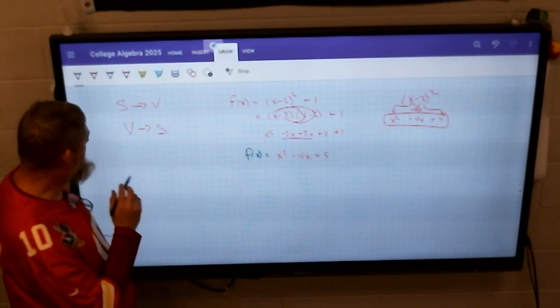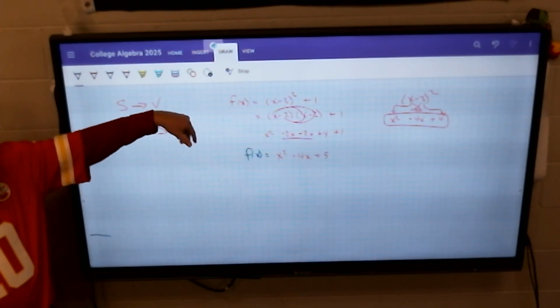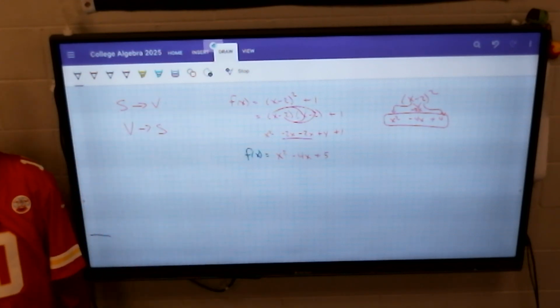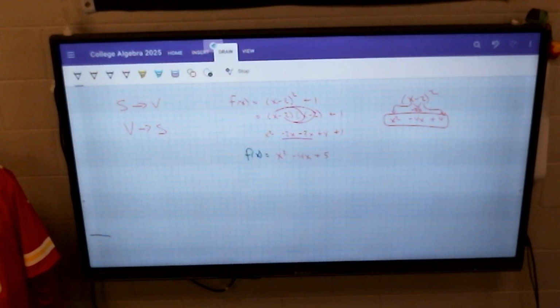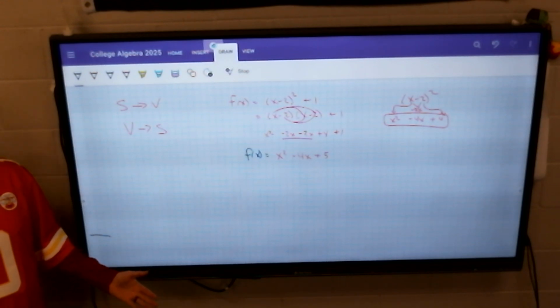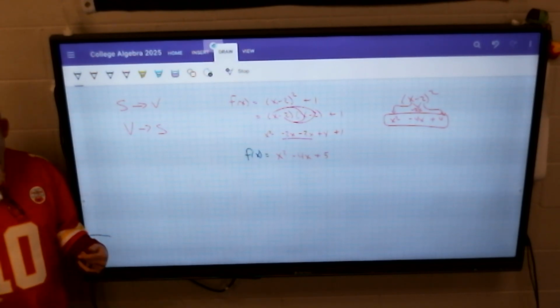Alright, so that's converting from vertex, so you just go back to your algebra and multiply that, okay? Alright, the only thing we haven't talked about is factored form, we can touch base with that on Monday, but that's pretty much it from Lesson 23.